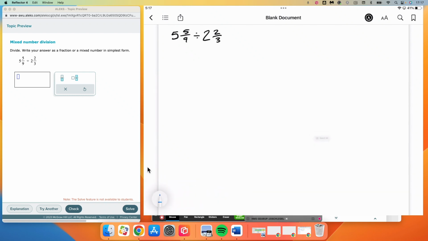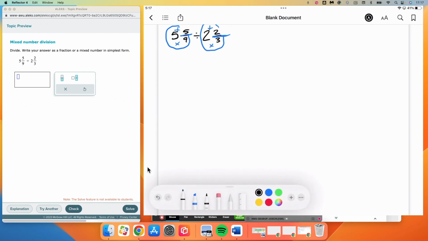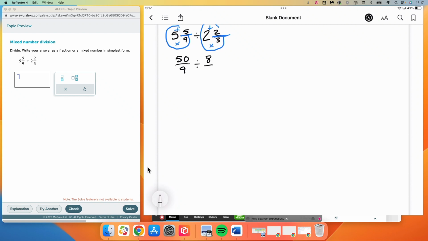G method, multiply and add. G method, multiply and add. Rewriting these, 9 times 5 is 45, plus 5 is 50 over 9, divided by 3 times 2 is 6, plus 2 is 8 over 3.